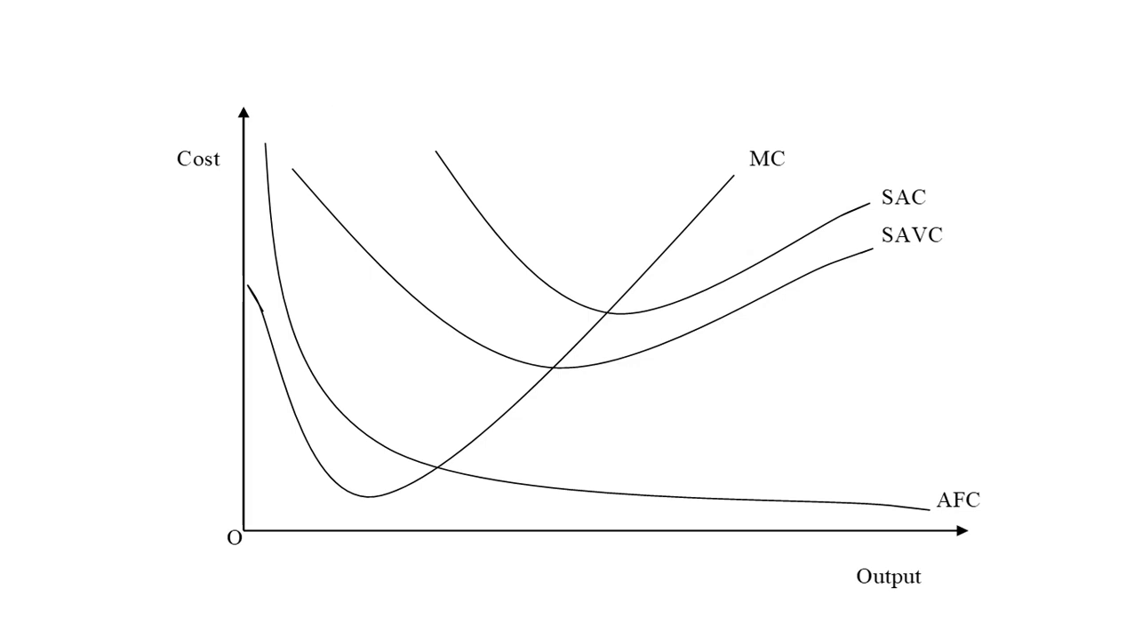But when you look closely at the graphs for the first two curves, that is short run average cost and short run average variable cost, you can see that the marginal cost is equal to the short run average variable cost at a lower output than it is equal to the short run average cost.